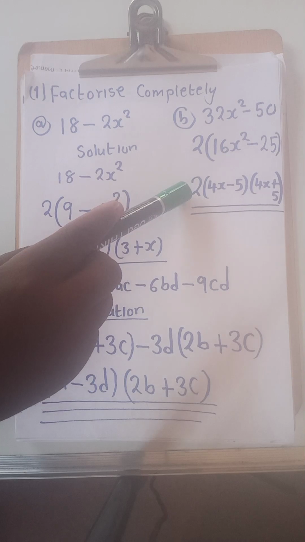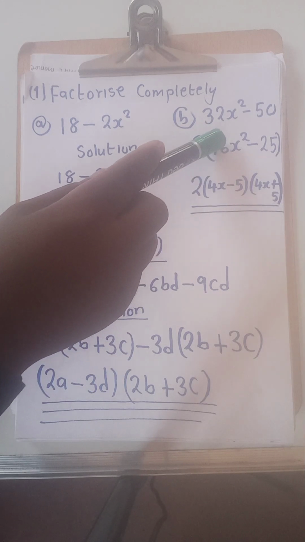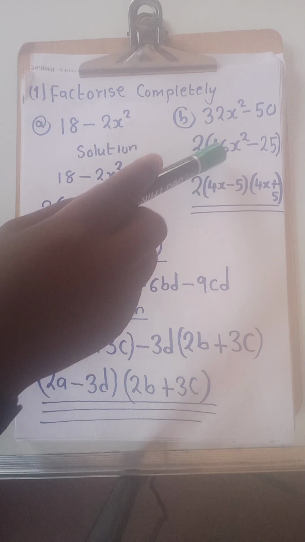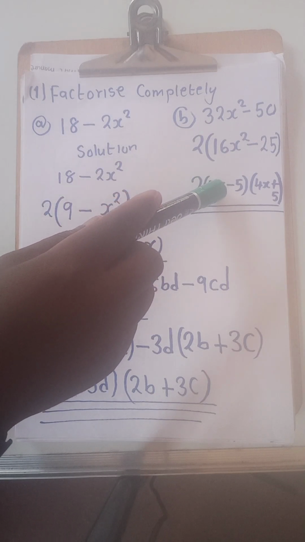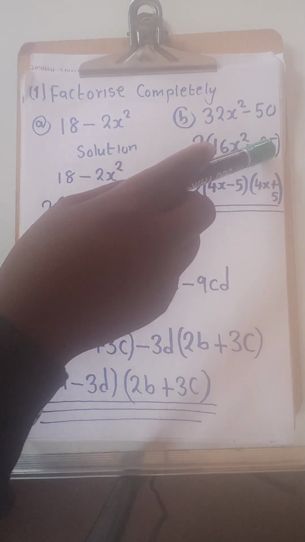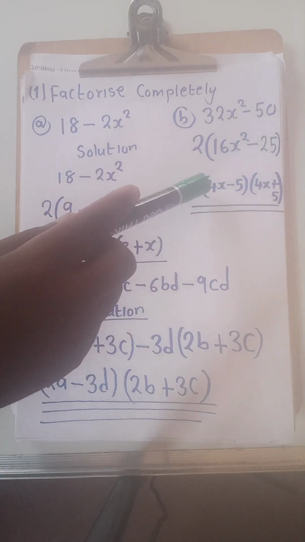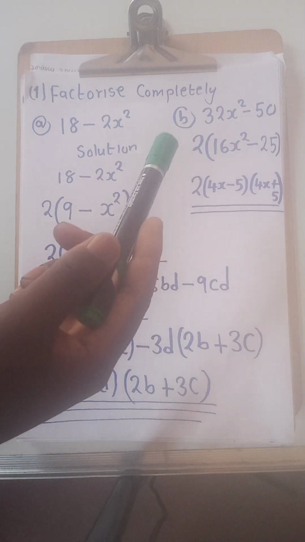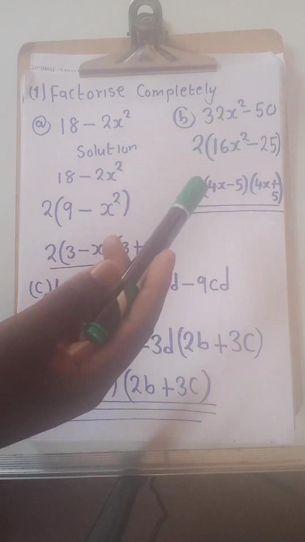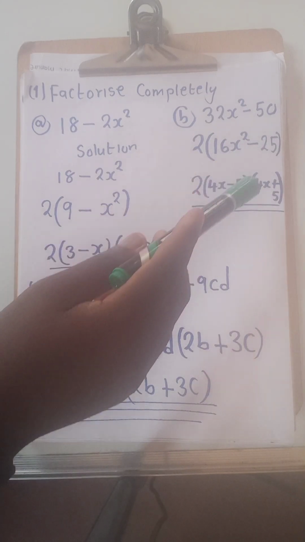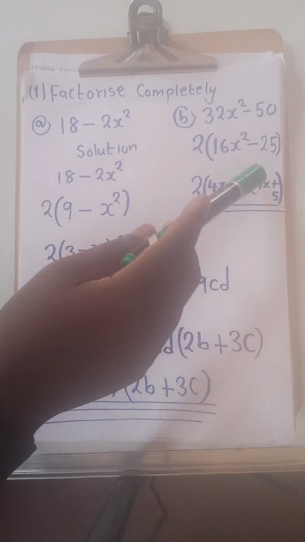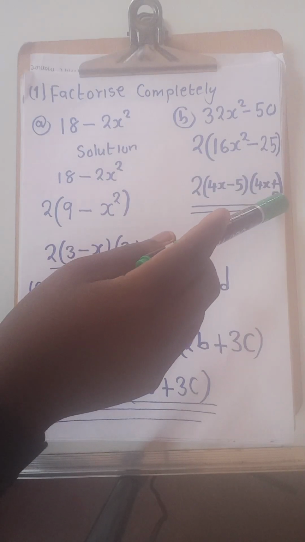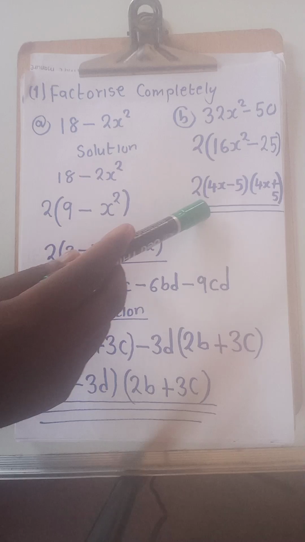So you write 2. What's the square root of 16? It's 4. Now it had the x squared, so it's 4x minus. What's the square root of 25? It's 5, because 5 times 5 gives you 25. You open again, 4x plus 5. This is where you end.